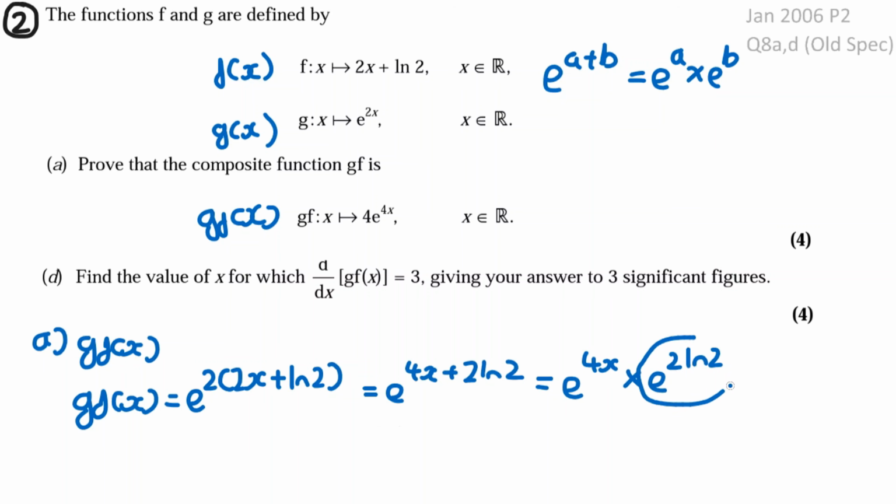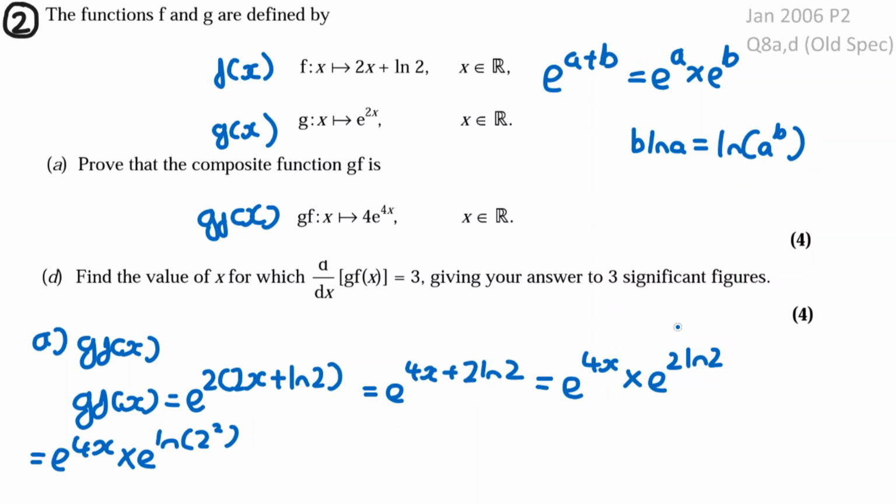Okay, so let's focus on this bit here. So we have 2 natural log of 2, and I want to remind you of the logarithm law that we've already talked about in this video, that if we have b natural log of a, this can be simplified to the natural log of a to the power of b. So this here can be simplified to the natural log of 2 to the power of 2 instead of 2 natural log of 2. 2 to the power of 2 is obviously just 4, so this is now e to the power of the natural log of 4.